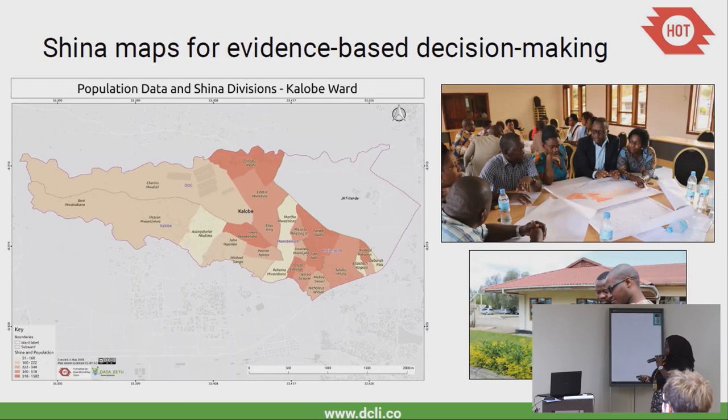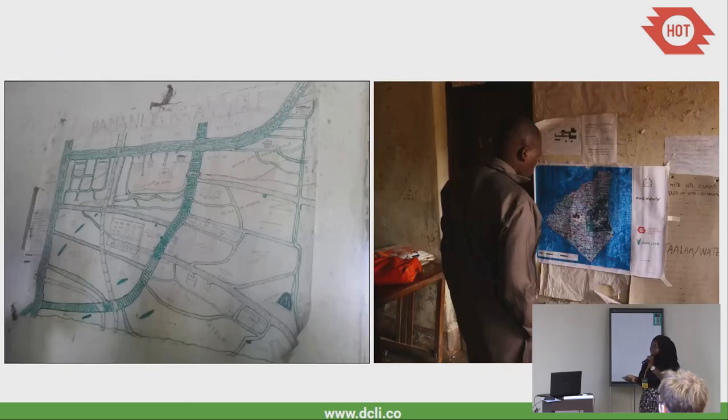We did the trainings with the local leaders as well as some of the organizations to use maps to track patients and to trace patients' origins. For example, this is after we have shared the maps; this was a local map they were using. They draw it and then we give them the map that they can replace the map they had before.